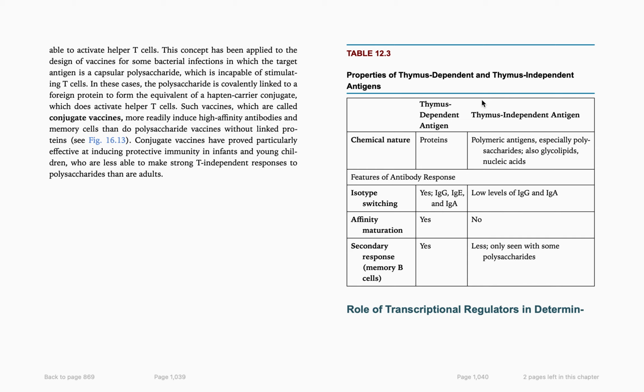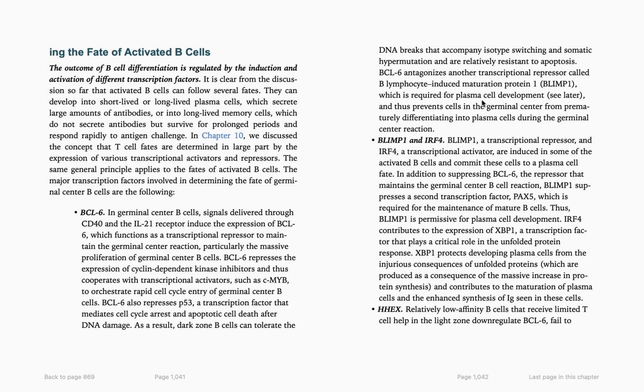Role of transcriptional regulators in determining the fate of activated B cells. The outcome of B cell differentiation is regulated by the induction and activation of different transcription factors. It is clear from the discussion so far that activated B cells can follow several fates. They can develop into short-lived or long-lived plasma cells, which secrete large amounts of antibody, or long-lived memory cells, which do not secrete antibody but survive for prolonged periods and respond rapidly to antigen challenge.